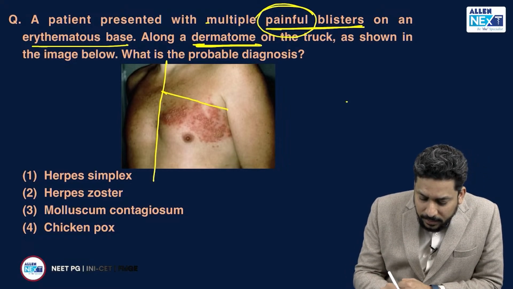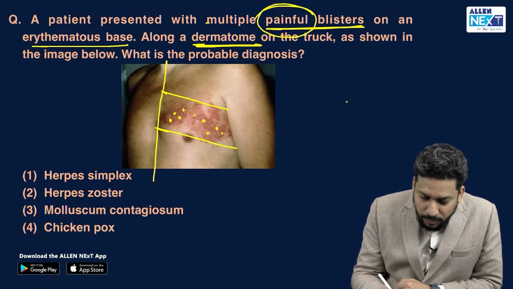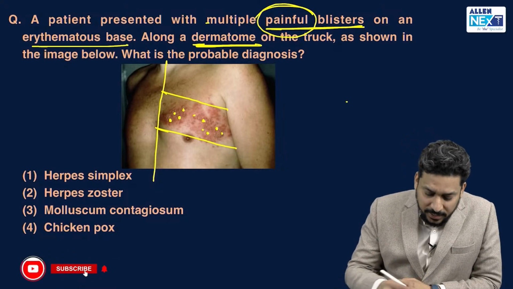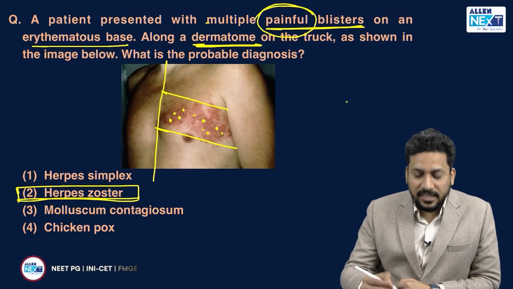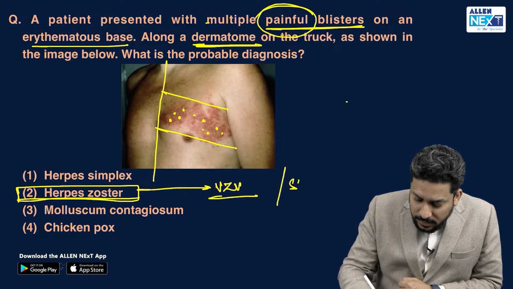They are along a particular nerve segment or dermatome and they are having these vesicles, that is fluid filled lesions. So all these are pointing towards, yes, shingles, that is herpes zoster, which is due to reactivation of varicella zoster virus, also known as shingles.